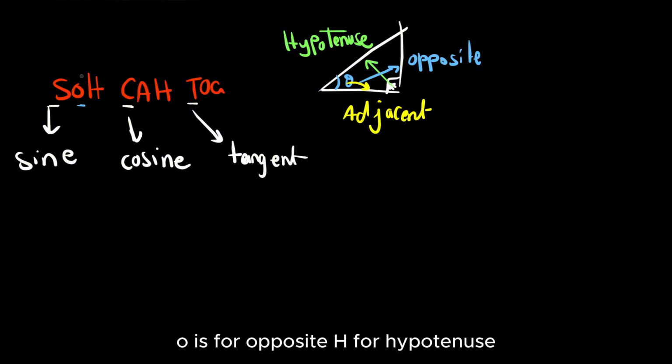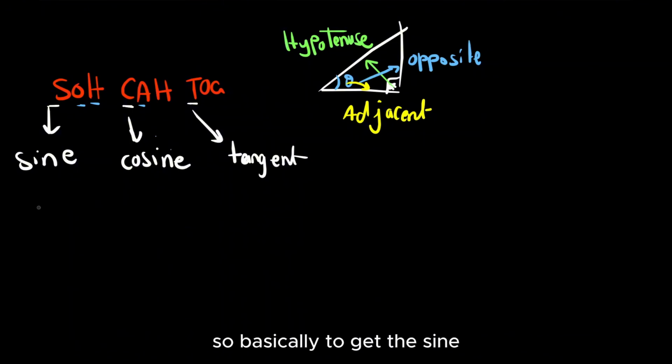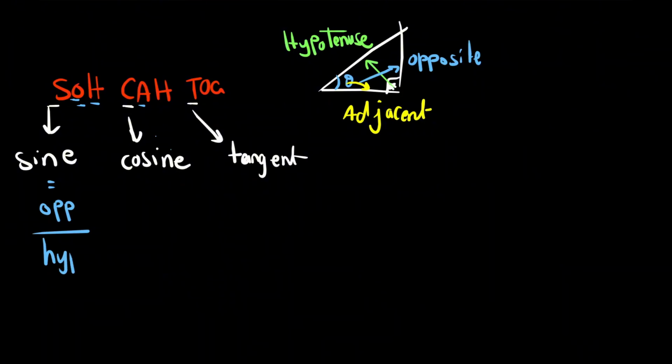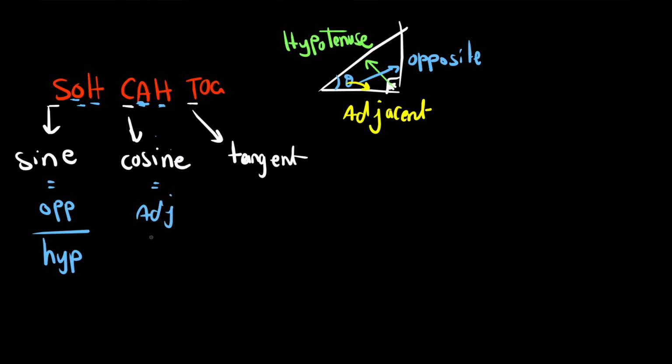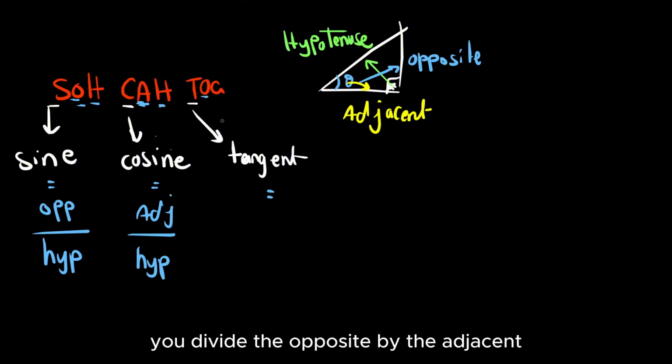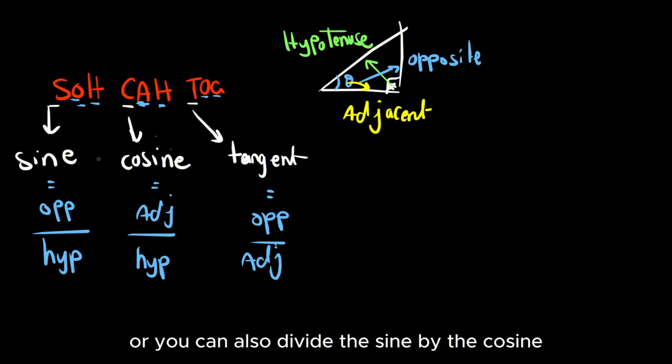O is for opposite, H for hypotenuse, A for adjacent, and this is how you know how to calculate the ratios. So basically, to get the sine, you divide the opposite side by the hypotenuse, and for the cosine, you divide the adjacent side by the hypotenuse, and for tangent, you divide the opposite by the adjacent. Or you can also divide the sine by the cosine.